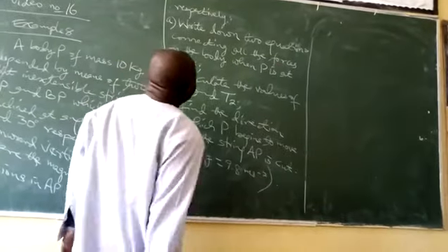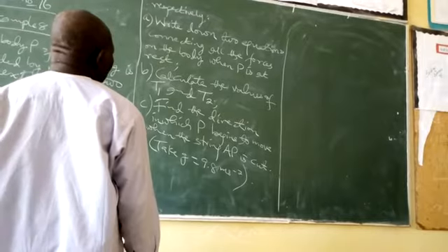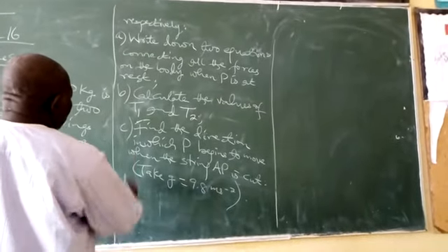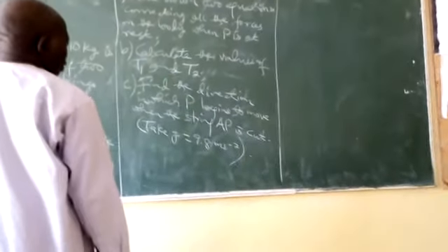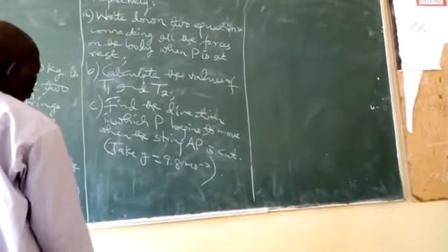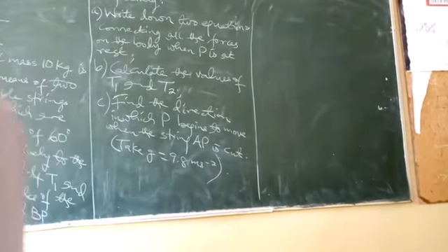A. Write down two equations connecting all the forces on the body when P is at rest. B. Calculate the values of T1 and T2. C. Find the direction in which P begins to move when the string AP is cut. Take g equals 9.8. Solution.